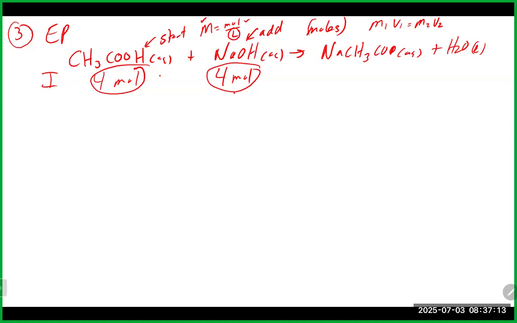And that is a common error when people come across a problem like that. They only use the one volume that's given to them, which in this case would be the volume of the acetic acid, and don't ever figure out the volume of the sodium hydroxide.